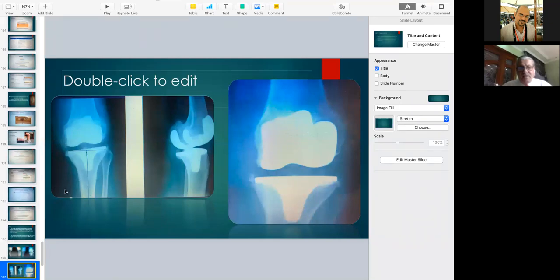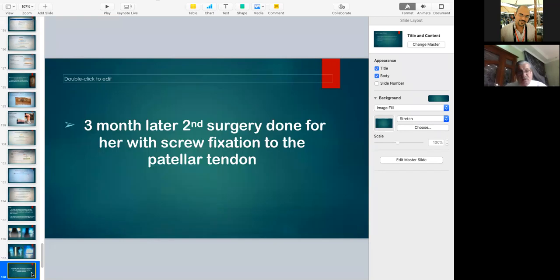But the patient remained suffering from pain, restriction of movement, and inability to walk. On the progressive X-ray, you see this varus cutting, and there is continuous effusion. They thought this was some sort of instability, so they did a second surgery for her.